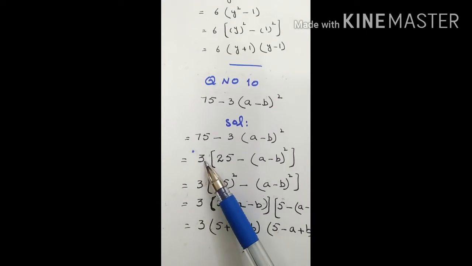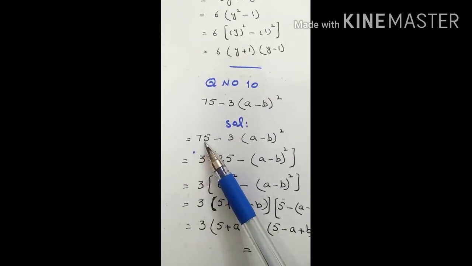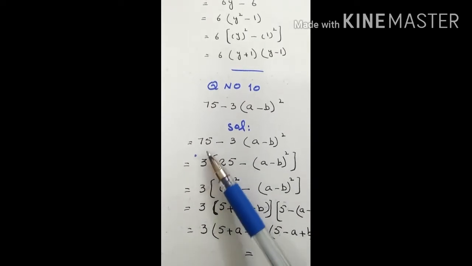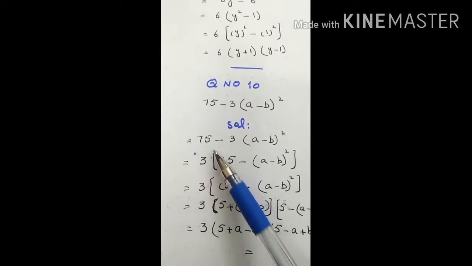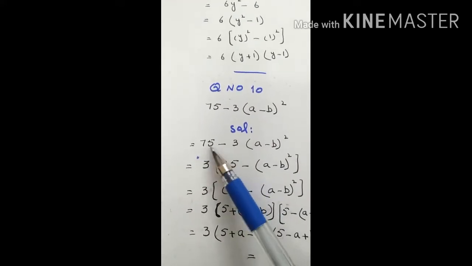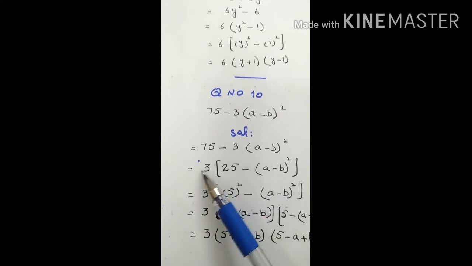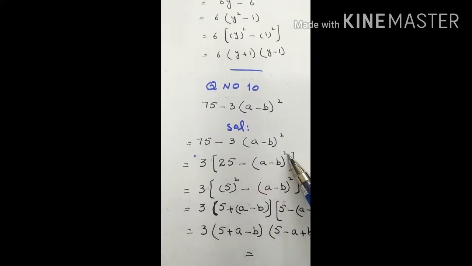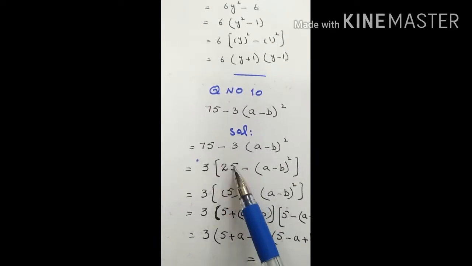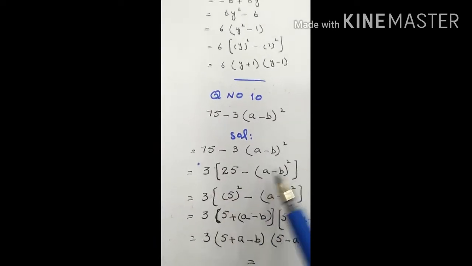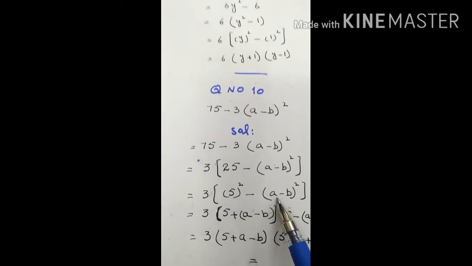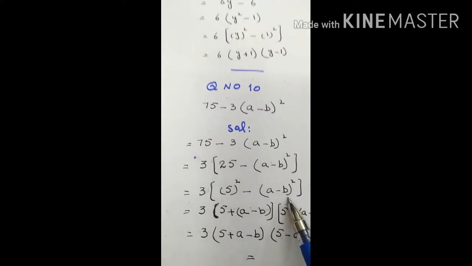Now 3 can be taken as common because 75 can be divided by 3. Here you are having 3 common. 75 divided by 3, this is 25. 3 2s are 6, 1 carry, 3 5s are 15. Minus 3 taken as common, you are having (a minus b) whole square. Now beta, just see, this is a square, 25 is the square of 5. This as a whole value is b square. So write it as it is, (a minus b) square.